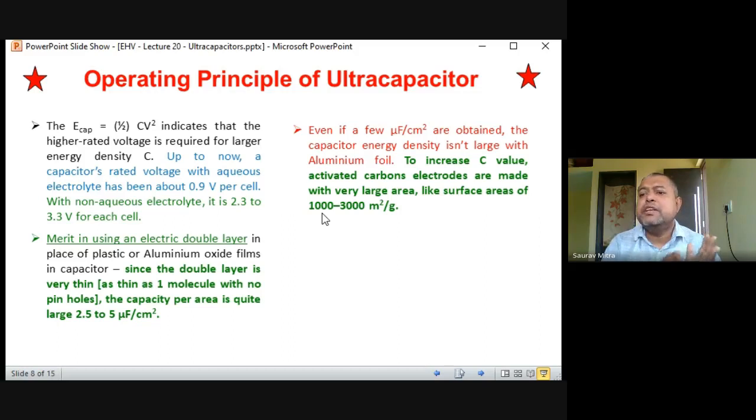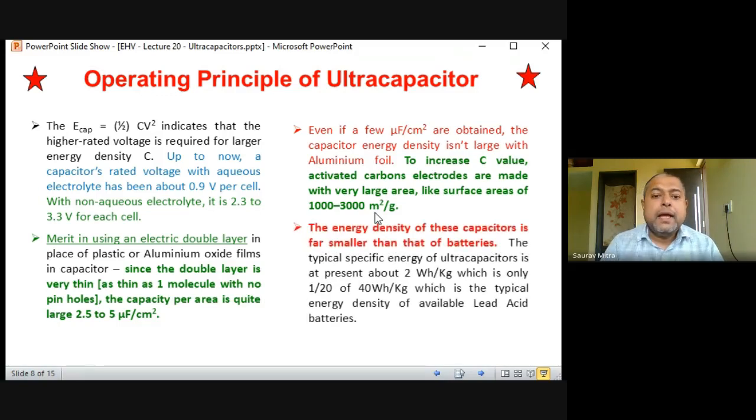Okay, so imagine how thin it will be, and that thin layer is actually kind of a collector of all the electrons or holes or whichever are the charged particles. So that's why they are saying this double layer is very thin and it's having a capacity per area of 2.5 to 5 microfarad. Okay, so this is how thin we are making it. So the carbon of 1 gram is being thinned up to 1000 to 3000 meters square per gram.